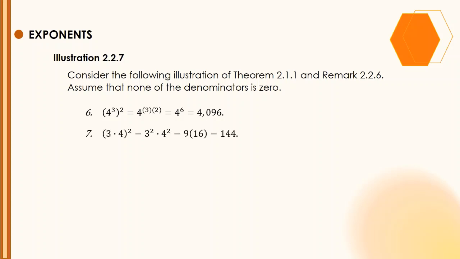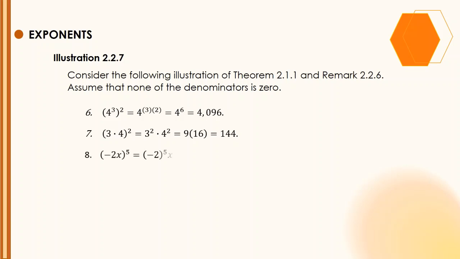Number 7 is (3 times 4) quantity to the power of 2. Using raising a product to a power, i-distribute lang ang exponent na 2 sa 3 and 4. So that will be equal to 3 squared times 4 squared. 3 squared is equal to 9, 4 squared is equal to 16. Kaya 9 times 16 is equal to 144.